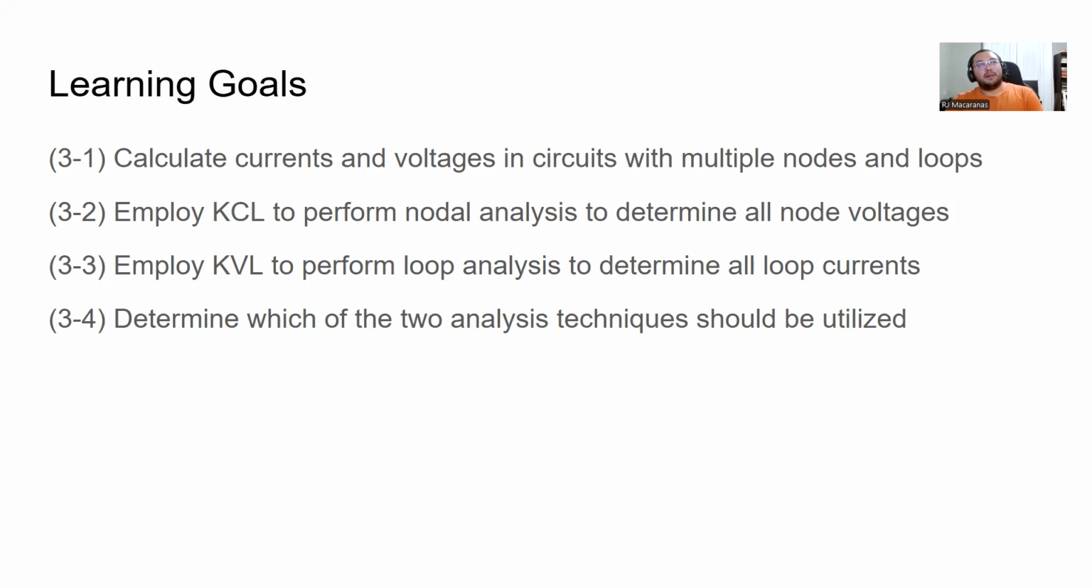And then we're going to be employing KCL to perform nodal analysis. This is used to determine all the node voltages. Whenever you have resistive circuits, you've pretty much completely solved the circuits once you've figured out either the voltages or the currents. We're either going to do nodal analysis to find the voltages, or we're going to do what's called loop analysis to determine all the loop currents.